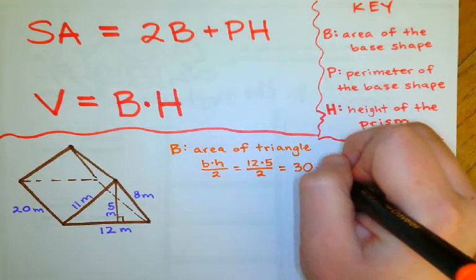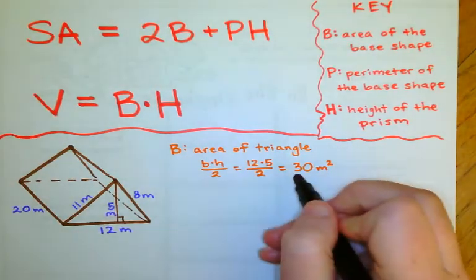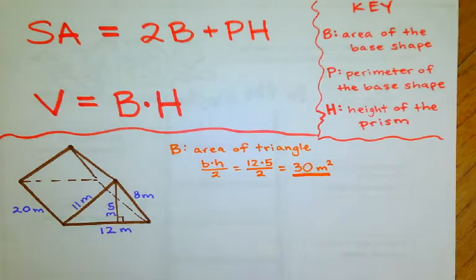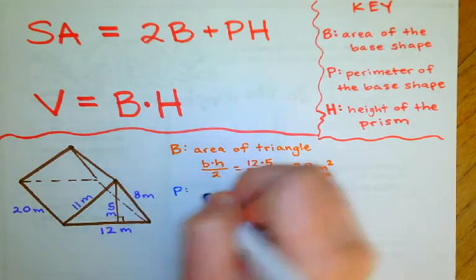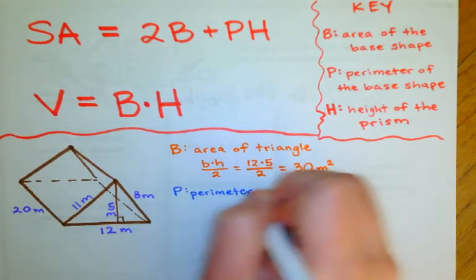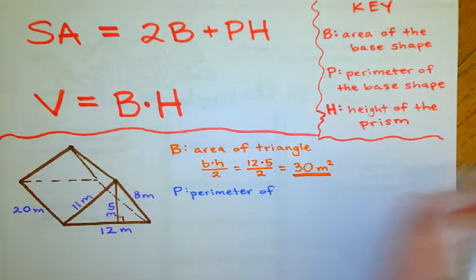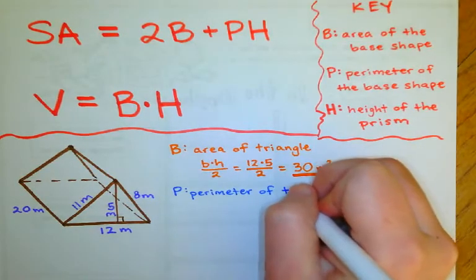This is meters squared. So there's our B. Alright, now let's take a look at our P. This is the perimeter of, what's our base shape? A triangle.